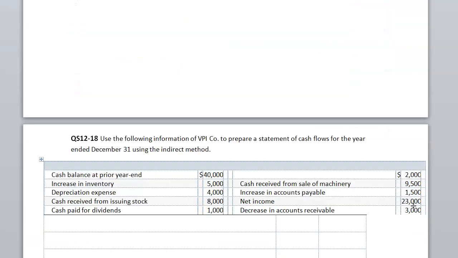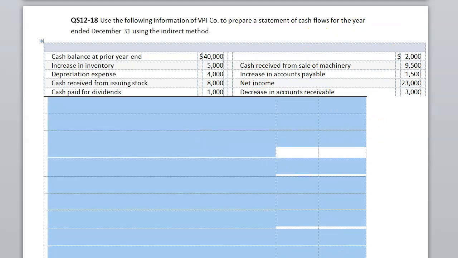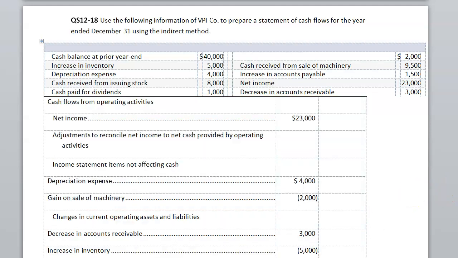On the next exercise, Quick Study 12-18, use the following information to prepare a statement of cash flows for the year ended December 31st using the indirect method. So again, you see just selected data that's given to us, and we are doing the whole cash flow statement. So we know it has 3 sections: operating, investing, and financing. We're going to start with operating. The beginning of the operating activities section is going to be net income. So we're going to pull that from here, $23,000.